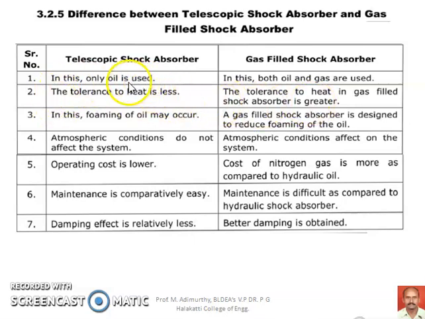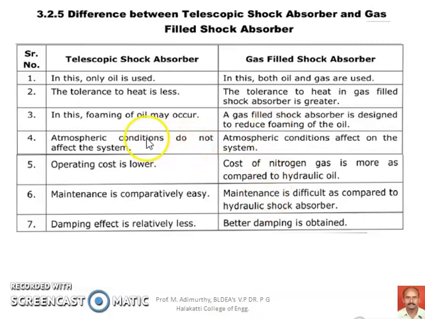In telescopic shock absorber, only oil is used, whereas in gas-filled shock absorber, we are using both oil as well as gas, and the gas is generally nitrogen gas, which is the working medium here. In case of telescopic shock absorber, the tolerance to the heat is very less, whereas it is better in case of the gas-filled shock absorber. In telescopic shock absorber, due to the up and down motion of the oil between the valves, there is a chance for the formation of foam. Whereas in gas-filled shock absorber, minimum foaming will happen, and it is designed to reduce the foaming of oil.